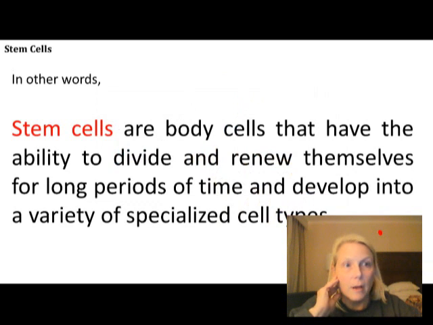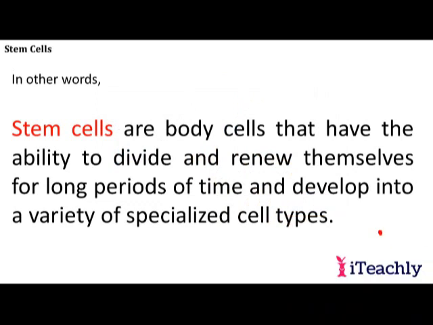Okay, write this down. Write this down. All of this. Stem cells are body cells that have the ability to divide and renew themselves for long periods of time and develop into a variety of specialized cell types. Write all of that down. That's your definition of stem cells.